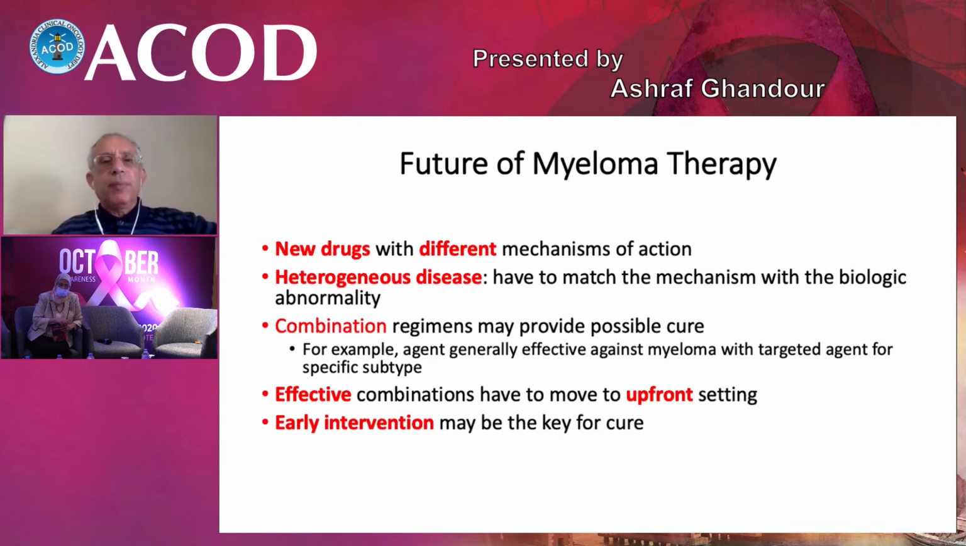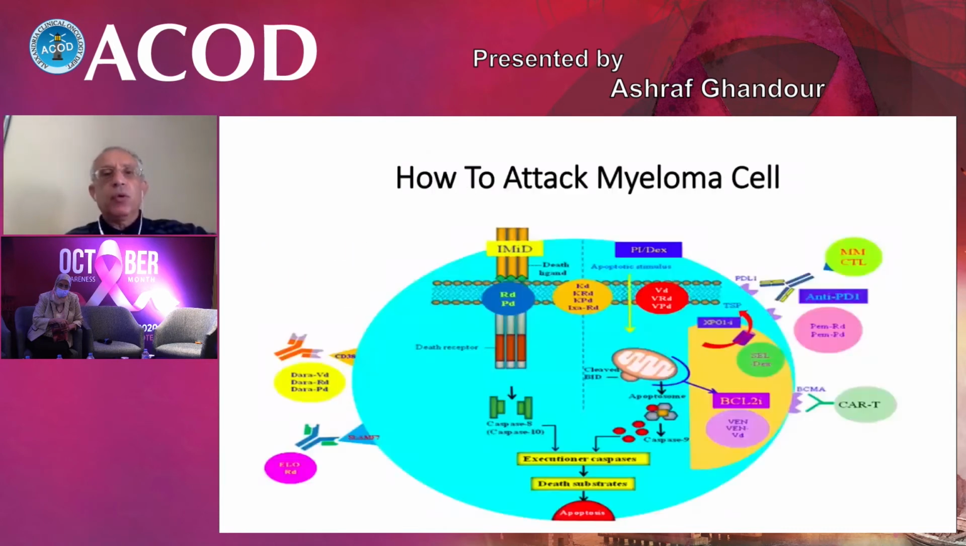Future of myeloma therapy: new drugs with different mechanisms of action. The disease now is a heterogeneous disease; actually, it's not the same one. Combination may provide a possible cure. Effective combinations have to move to the upfront setting. Early intervention may be the key for cure.